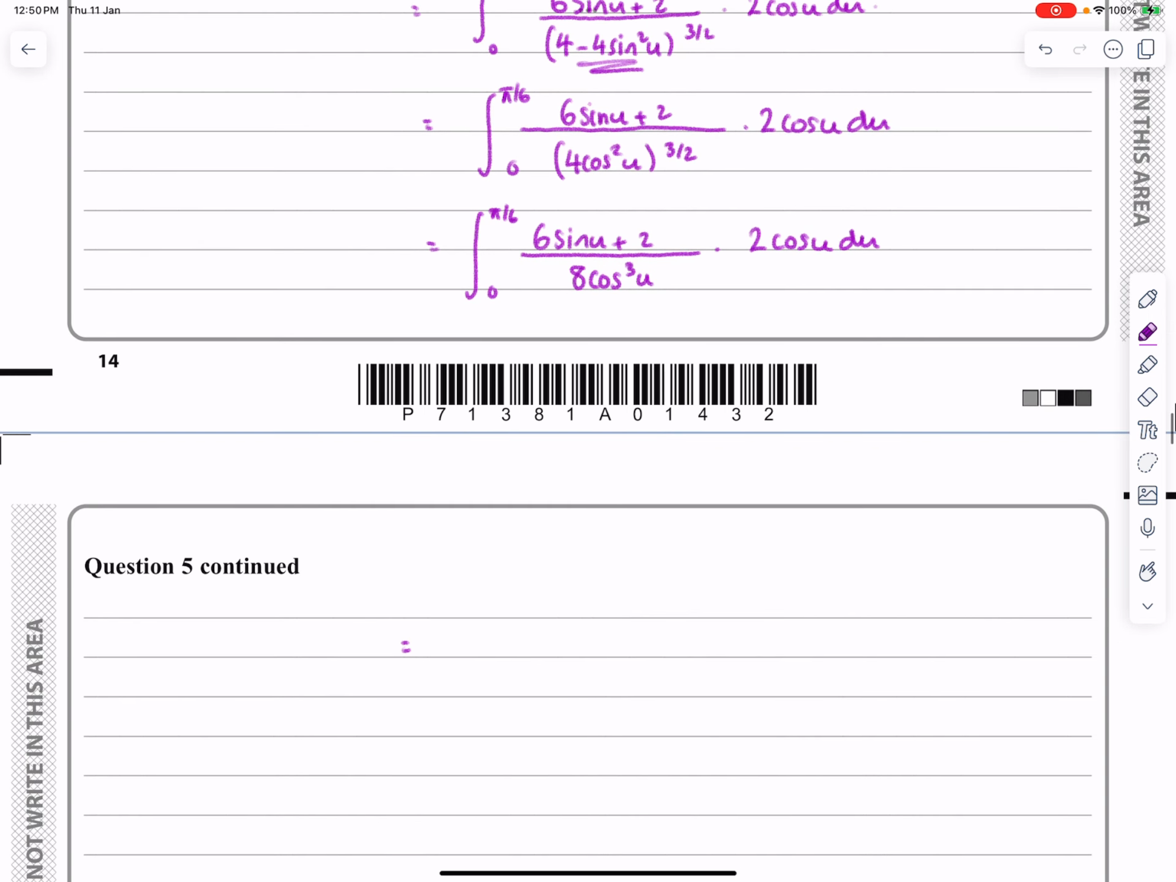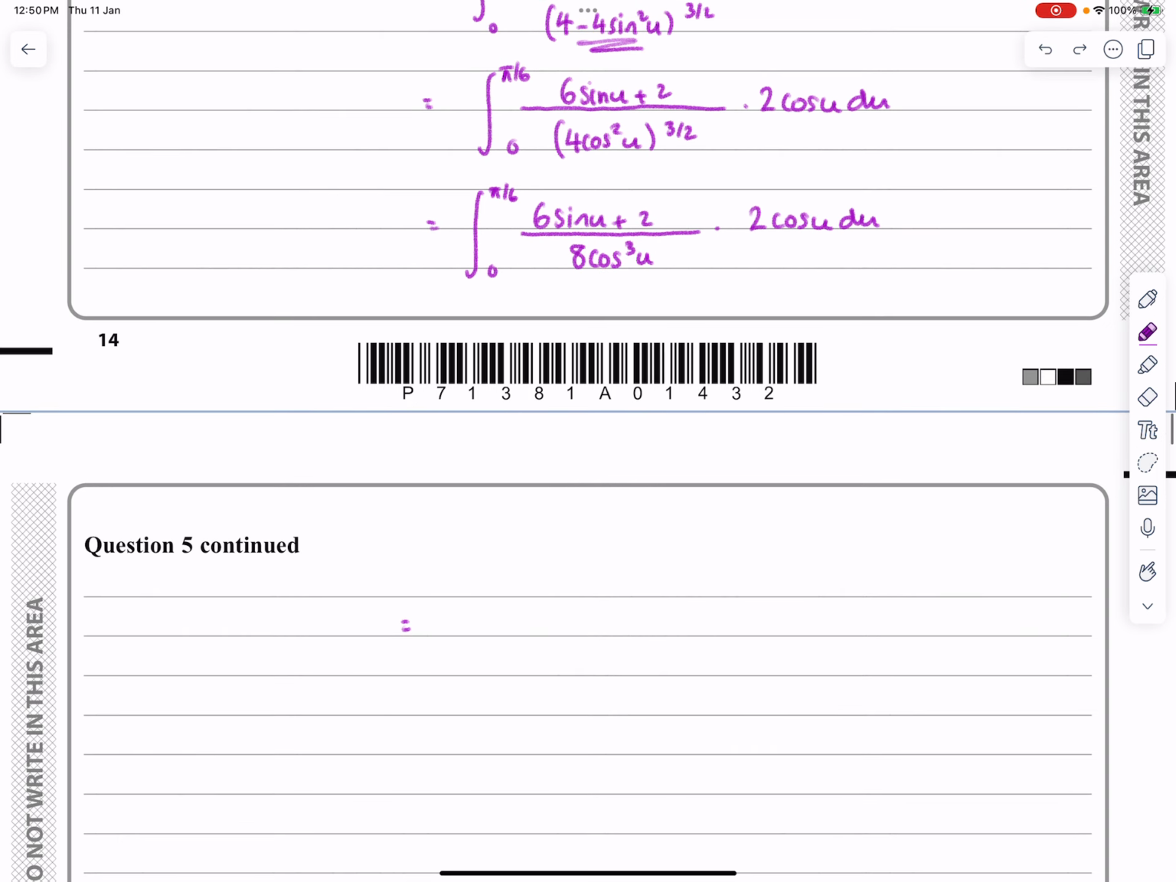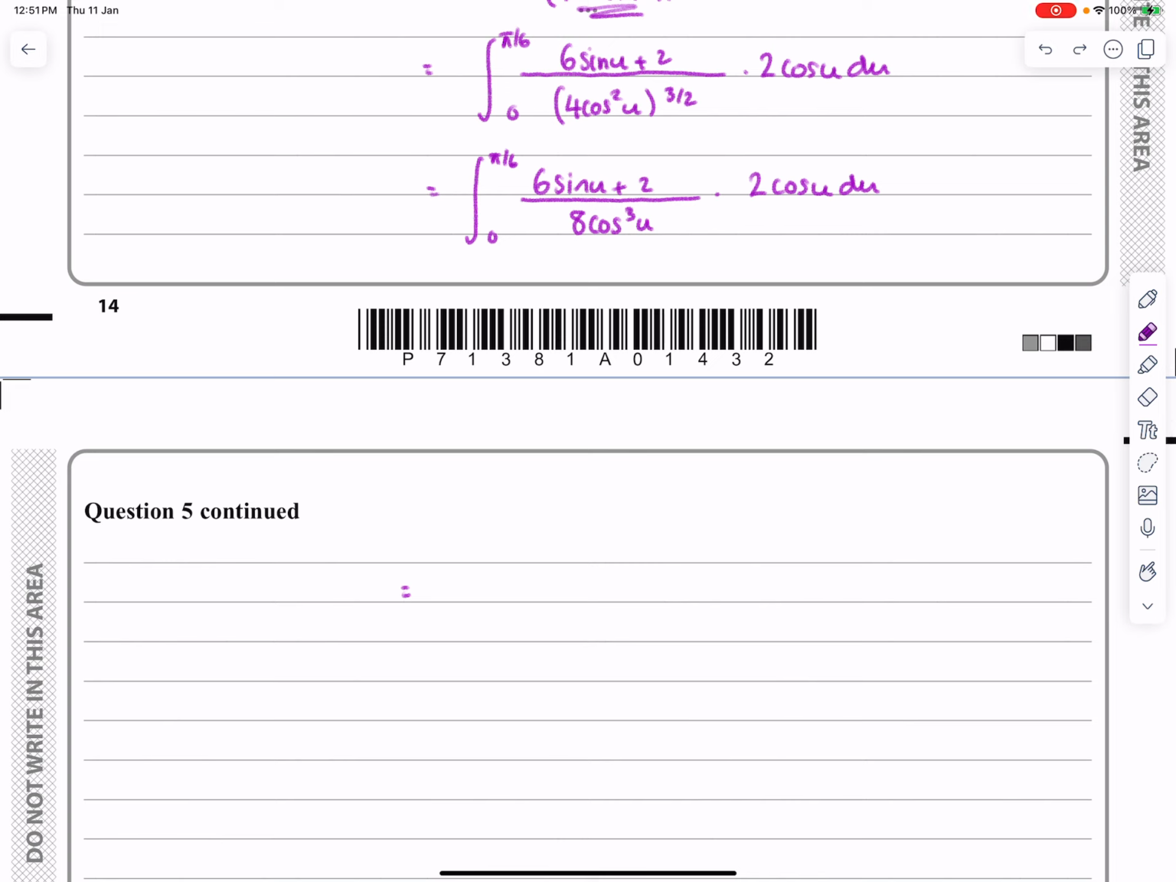So at this stage, going back there, what we can now see is that a cos u and a cos u can cancel. Well, actually, the 2 and the 8 and the 6, we can, no, not the 6, sorry. The 2 and the 8 we can certainly sort out there. So let's put all that back. So what I'm going to do is pi over 6. Let's take the 2 out of there. No, in fact, let's not be too brave too quickly. Let's just cancel that with that. So if I cancel that with that, I'm going to have 6 sine u plus 2 all over 4 cos squared u du.